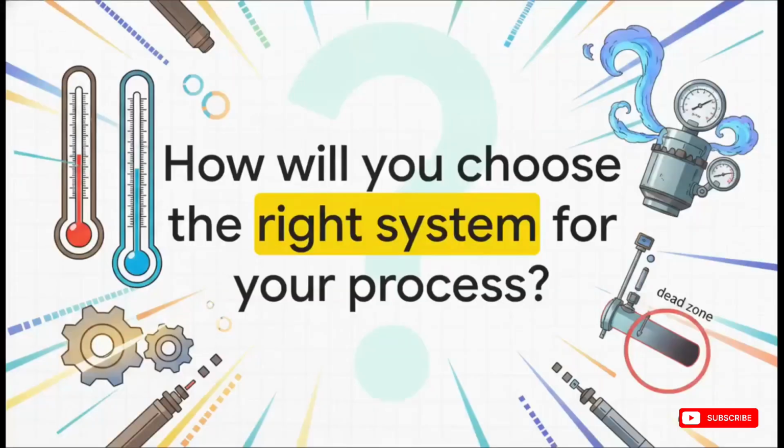So that wraps up our explainer. We've decoded the language of absolute and relative scales, broken down the physical mechanics of expansion and vapor-actuated instruments, and explored real-world quirks like the head effect and dead zones. So I leave you with this. With so many variables, fluids, and environmental quirks to account for, how will you apply these concepts to select the exact right system for your next design? Keep that in the back of your mind as you head into the field.